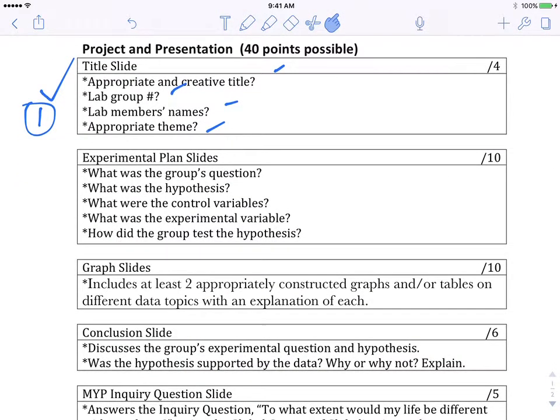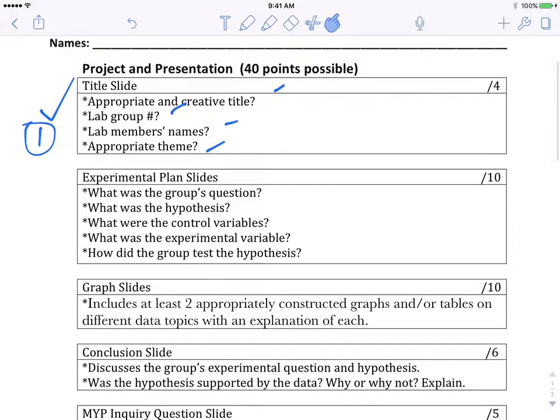The second piece of this would become your second, third, fourth, fifth, and sixth slides. So these are slides 2 through 6, and we want to make sure that slide number 2 answers what was your group's original question. What were you trying to answer by doing this experiment? Slide number 3 should answer what was your hypothesis, your if-then-because statement. The next slide, slide number 4: what were the control variables? So what were the variables that you kept the same between your experimental and your control groups? The next slide, slide number 5: what was the experimental variable? So what was the one thing that you changed? What was the one thing that you made different between your experimental and control groups?